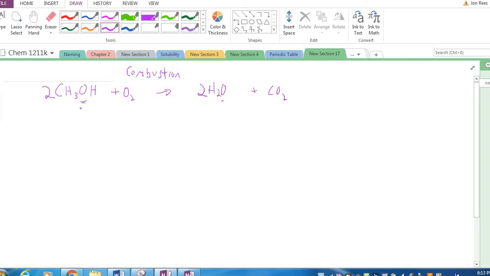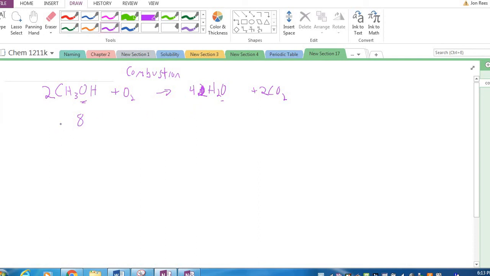So now let's recalibrate where we're at here. I've got to put a 2 over here now because I balanced my carbons first. 2 carbons, 2 carbons. Now I go to hydrogens. I have 2 times 3 is 6. I have 8 hydrogens over here. So now I have to adjust. I've got 4 right there. So I have 8 hydrogens on this side. I have 8 on that side.